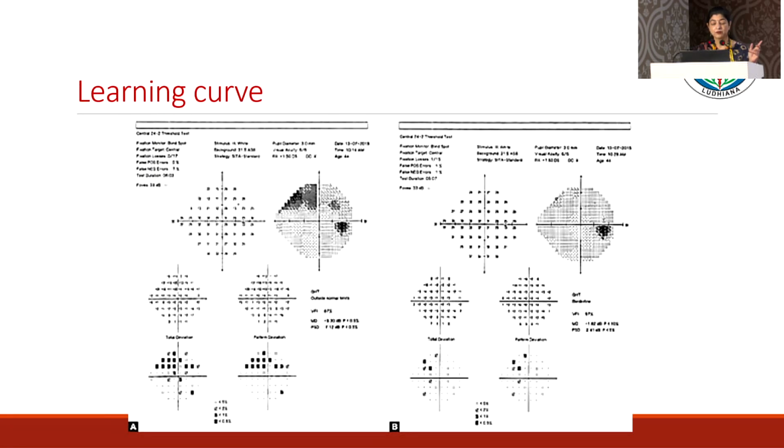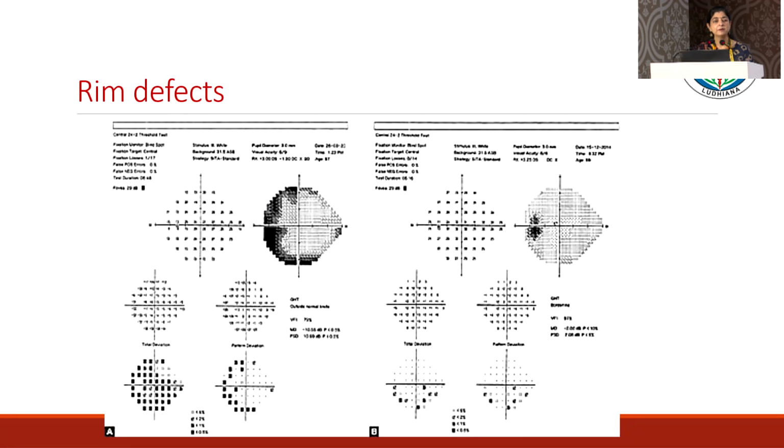Learning curve: from A to B, you see the defects have reduced. Perimetry is slightly difficult, so we should give the patient the benefit of the doubt and do at least 2 or 3 perimetries to get over this learning curve and actually analyze glaucoma. Rim defects, because of the lenses which we use, can also cause peripheral defects.